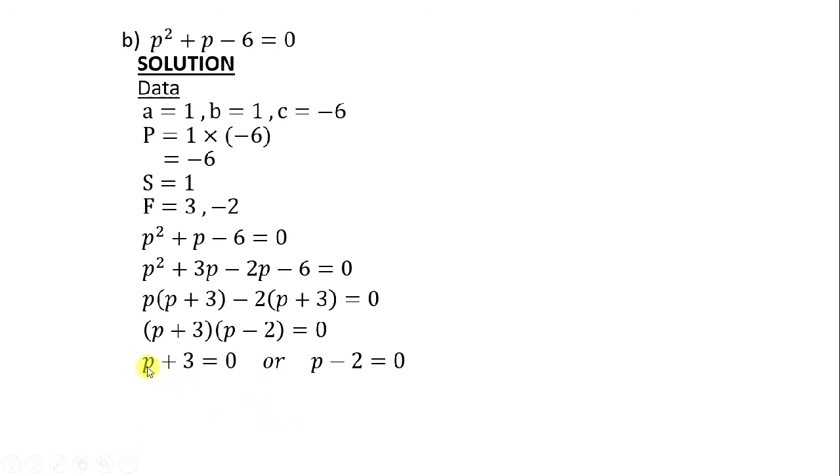From there, what are we supposed to do? We are going to use the zero product rule. So our p plus 3 should be equal to 0, or our p minus 2 should be equal to 0. We'll transpose that. Our answer will look like that. So those two integers, when replaced in that quadratic equation, will give us a 0. We continue.